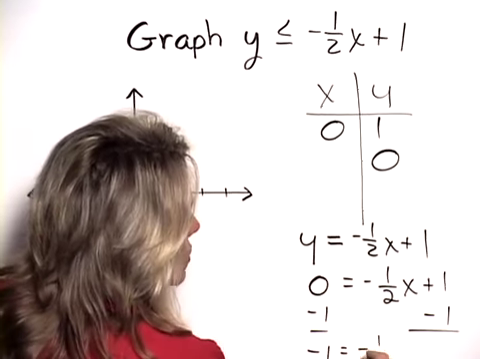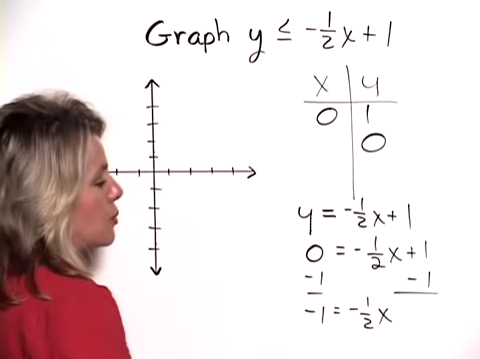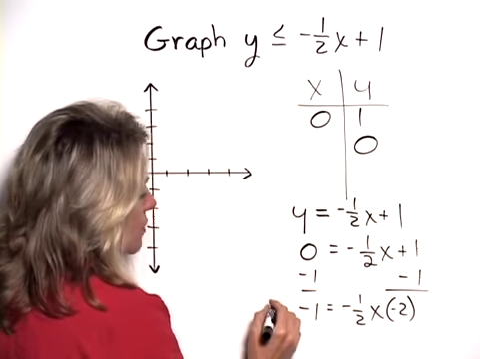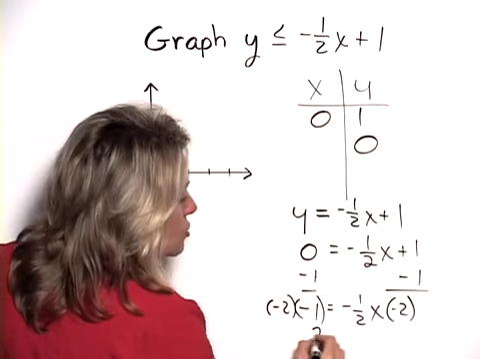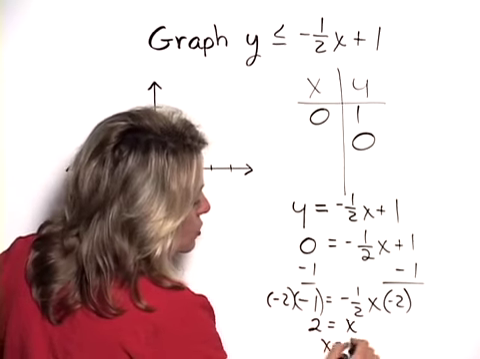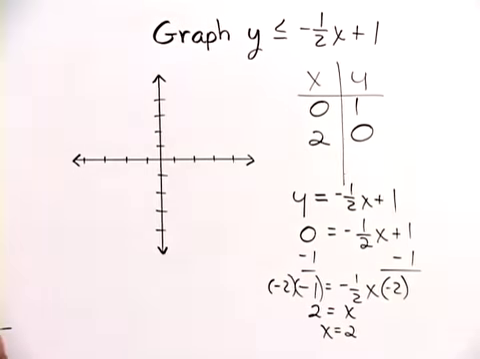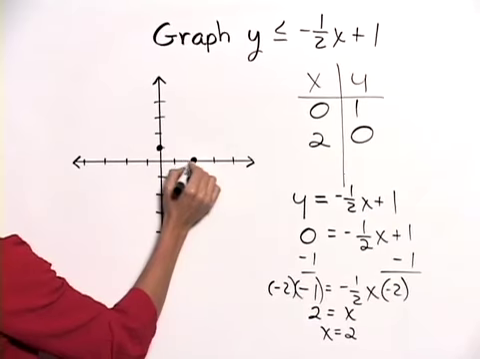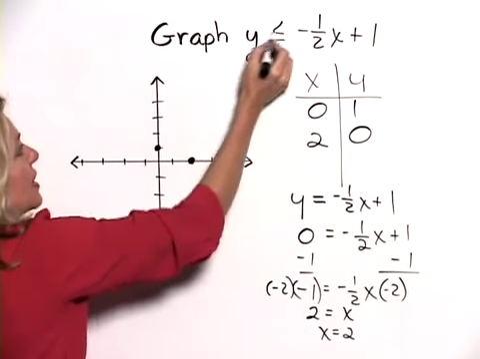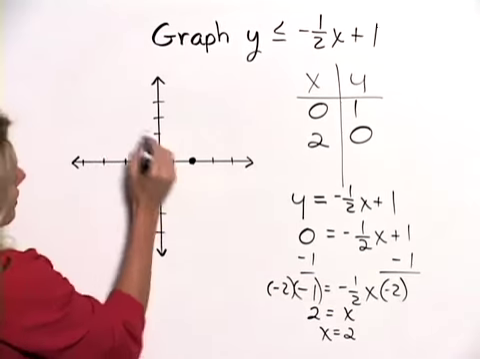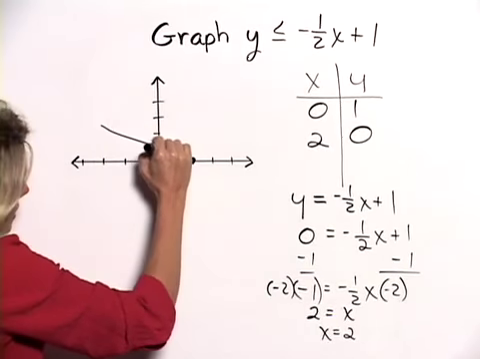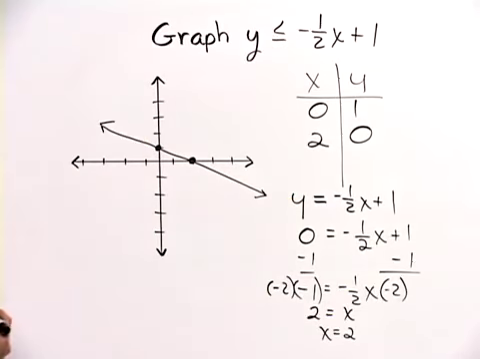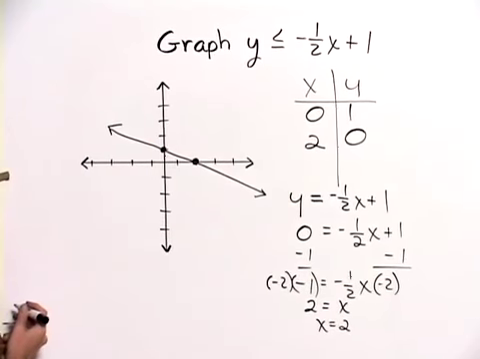We have negative 1 equals negative 1/2 x, and then we'll multiply both sides by a negative 2 to get rid of the 2 in the denominator. So 2 is equal to x, or x is equal to 2 will be our x-intercept. So (0, 1) and (2, 0). Now, since we're dealing with a less than or equal to symbol, we know that the line between the 2 points, which contains the 2 points, is going to be a solid line. If we had a less than or a greater than symbol, then it would be a dotted line.